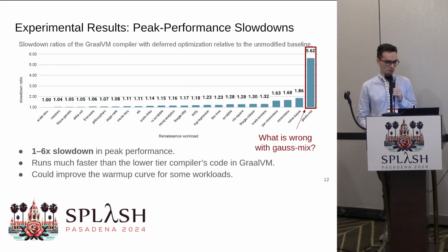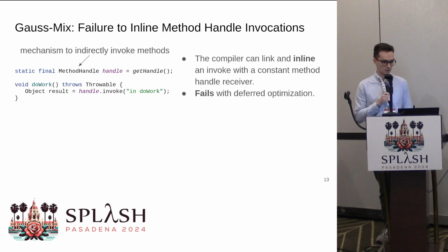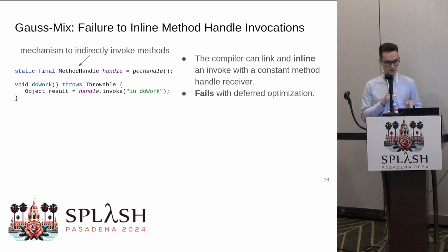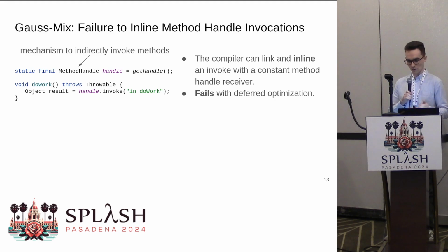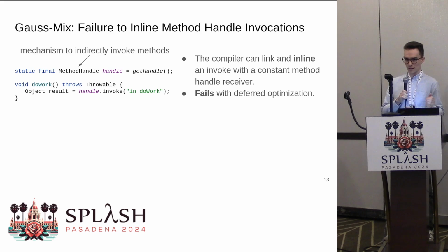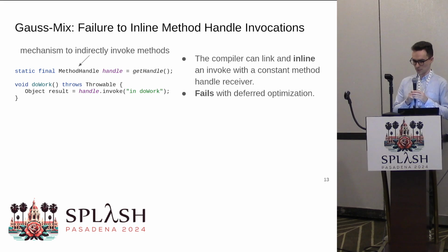So Ghost Mix is a clear outlier, so what's going on in there? It turns out that deferred optimization doesn't work with a particular code pattern, and this is about method handles. Method handles in Java are a low-level mechanism to indirectly invoke methods. And it is designed in a way that when the method handle is a constant and represents a concrete target method, then the compiler can link it with that target method and inline the target method. The problem is that this doesn't work with deferred optimization.